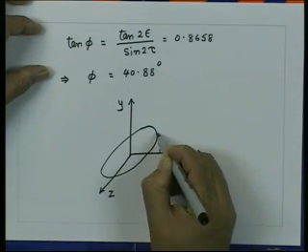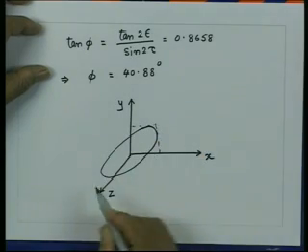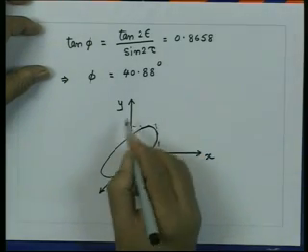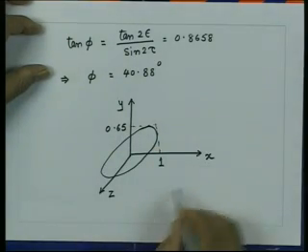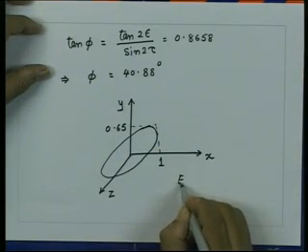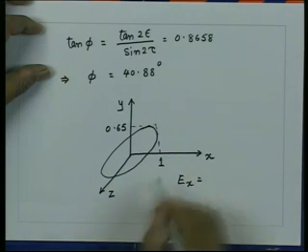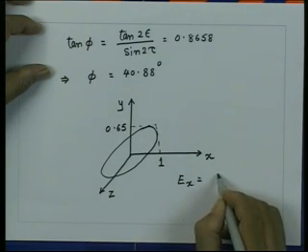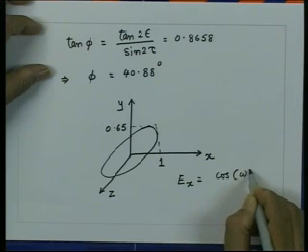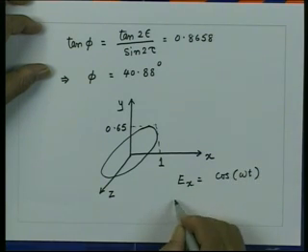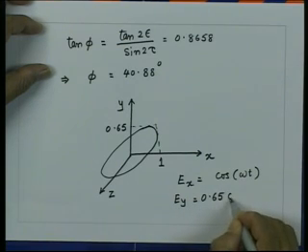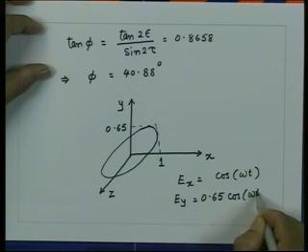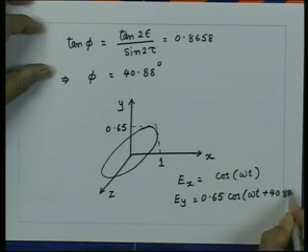This to this ratio, if we calculate this maximum. So, if I take this as equal to 1, this will be equal to 0.65. So, we get from here the E x component, which is, let us say, amplitude 1 cosine of omega t. So, E y component will be 0.65 cosine of omega t plus 40.88 degrees.